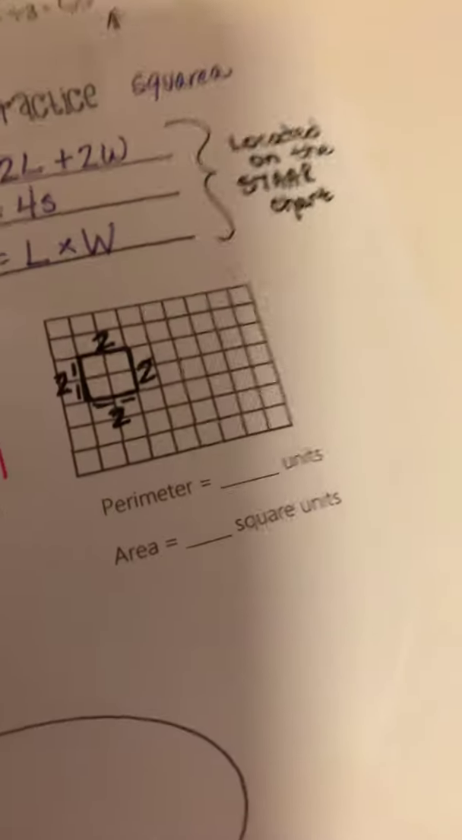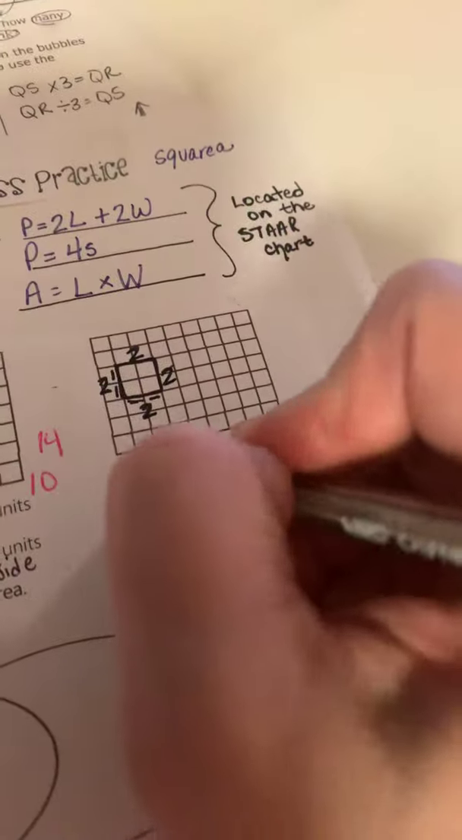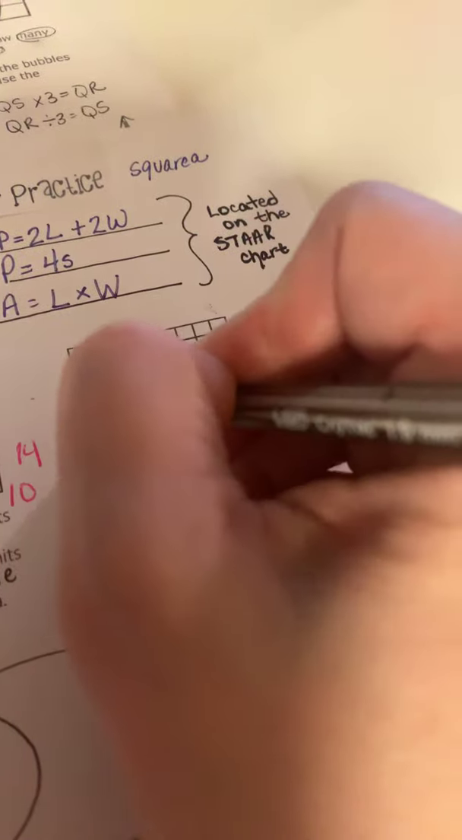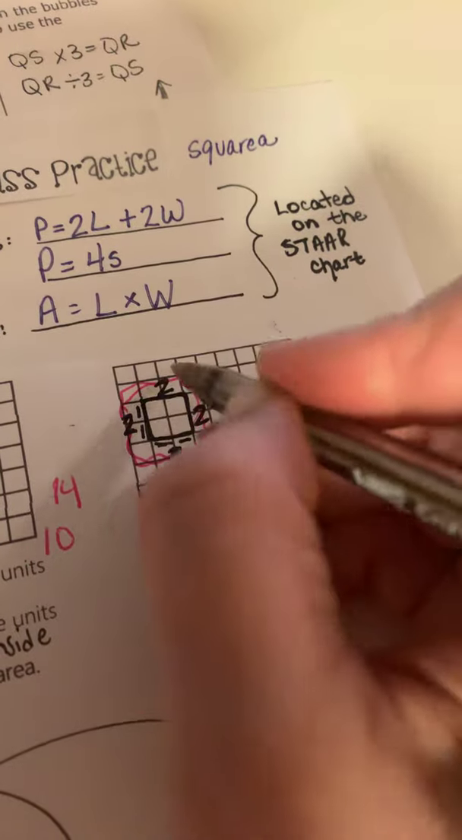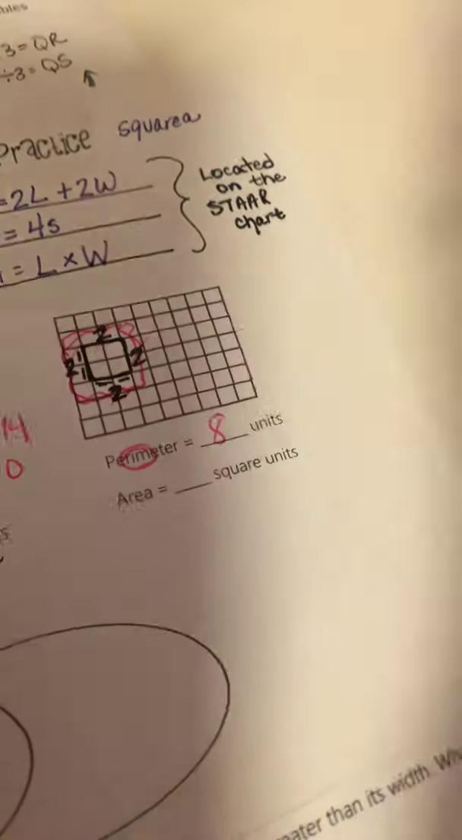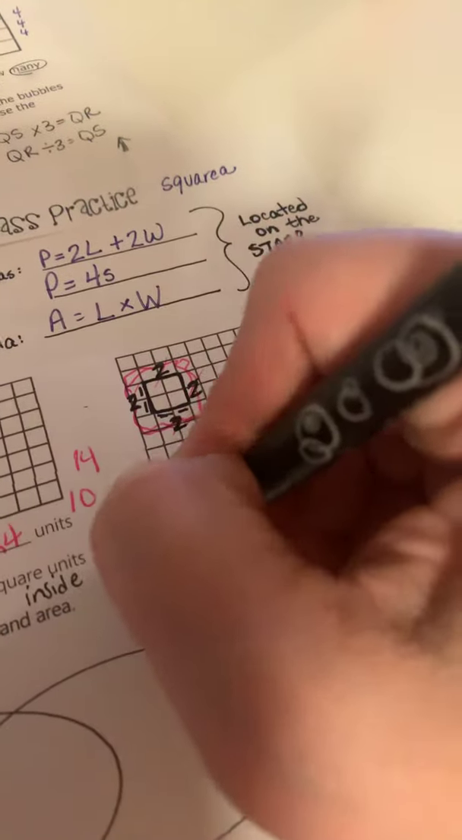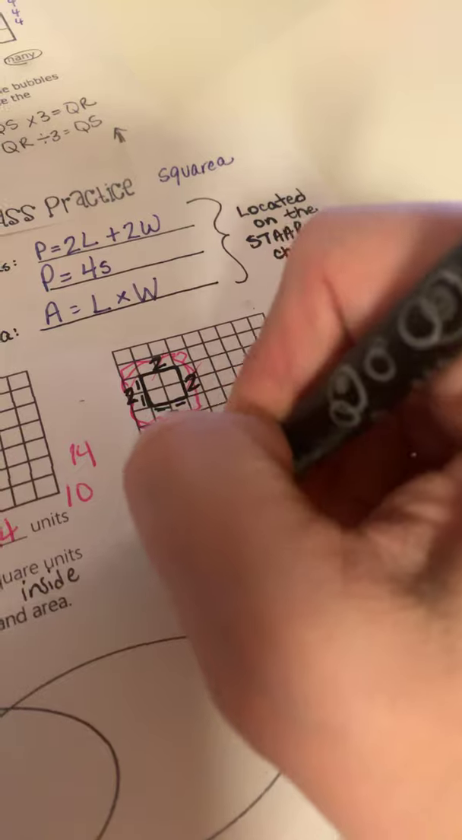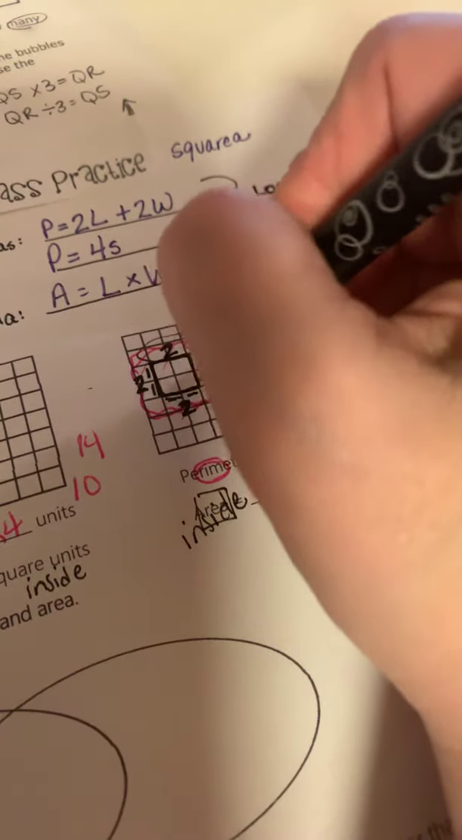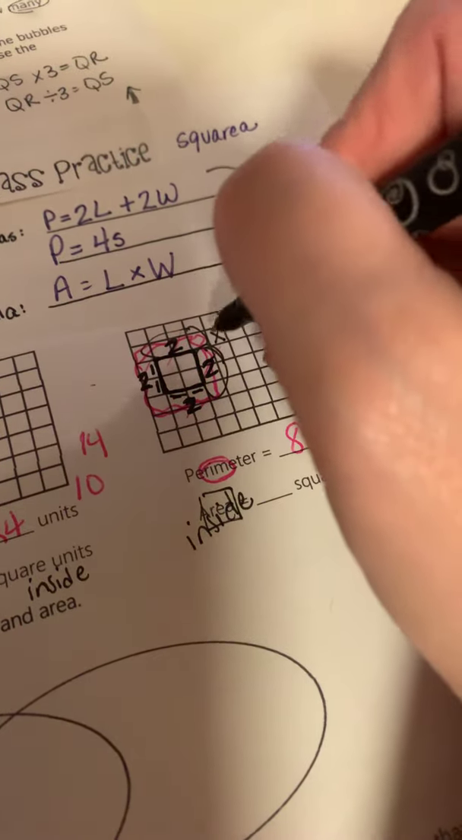All right, if I want the perimeter, where's the perimeter? All the way around. How do I find it? Add the sides together, write the unit down. 2, 4, 6, 8. But if I want the area, count the squares inside. Or find the length, find the width, and you multiply.